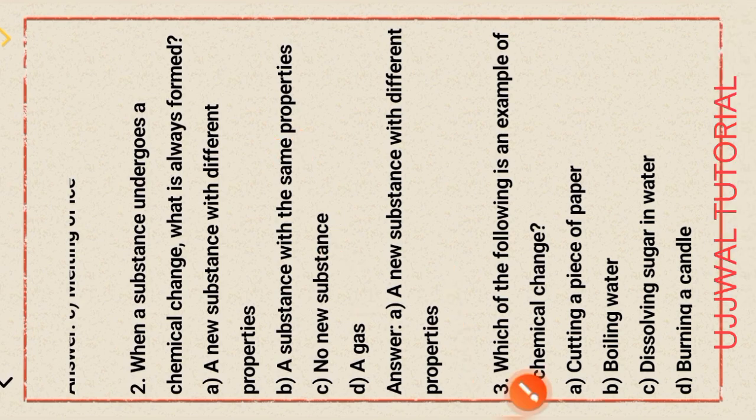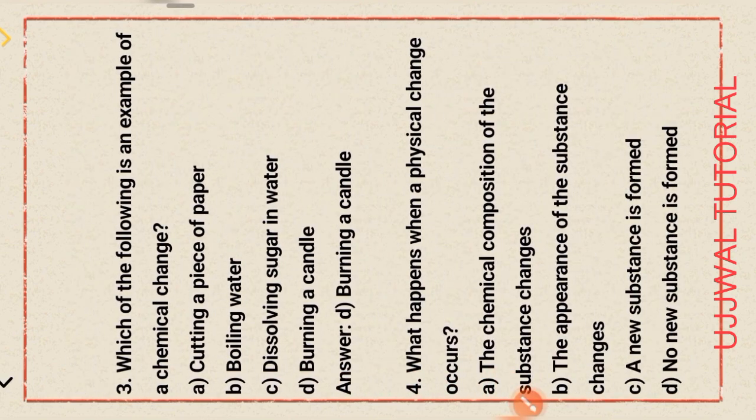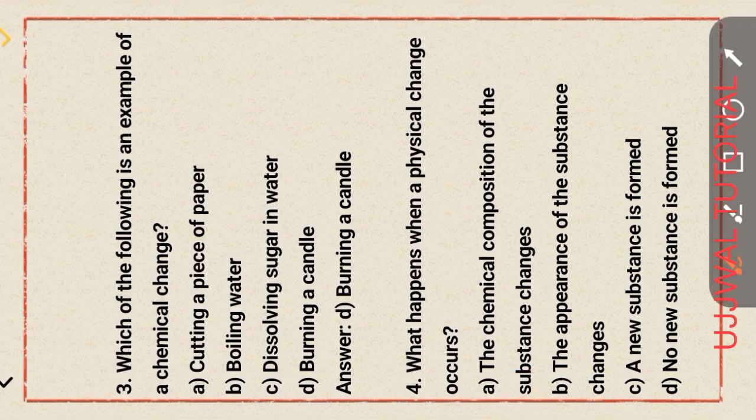Next question, question number 3: which of the following is an example of a chemical change? Option D, burning of kerosene. But option A, cutting a piece of paper, boiling of water, dissolving sugar in water, these are all physical changes. So option D is the right answer.